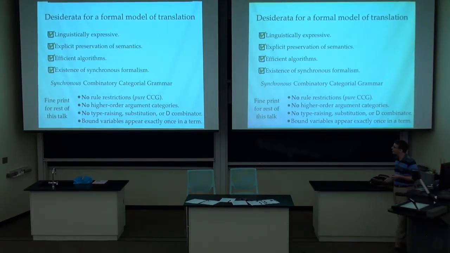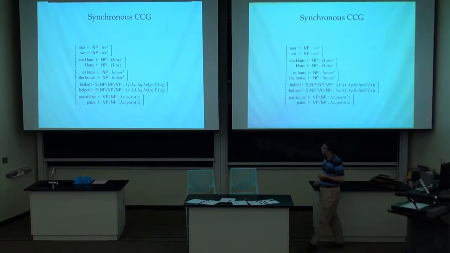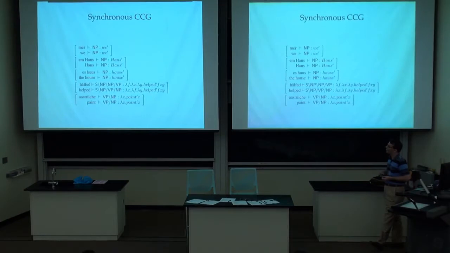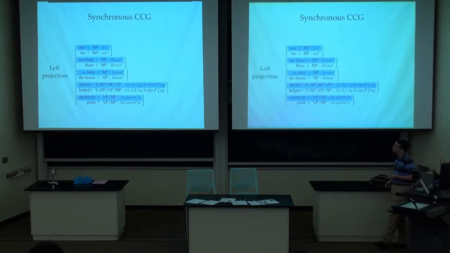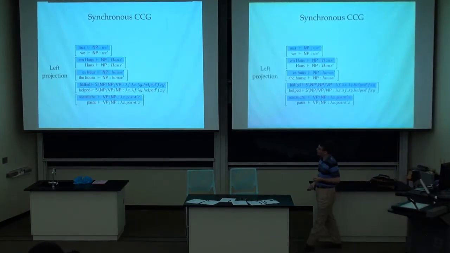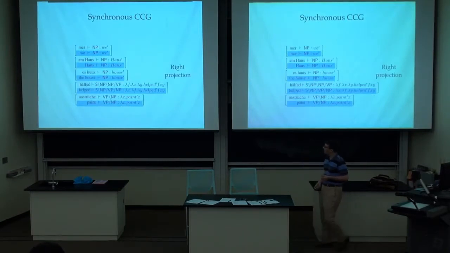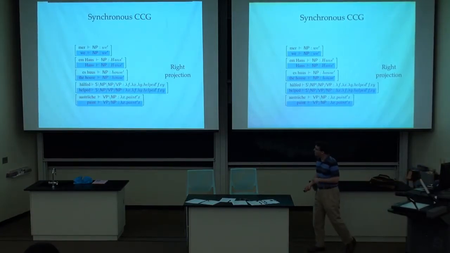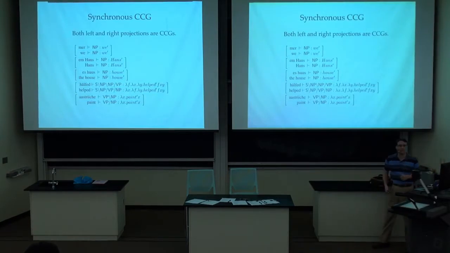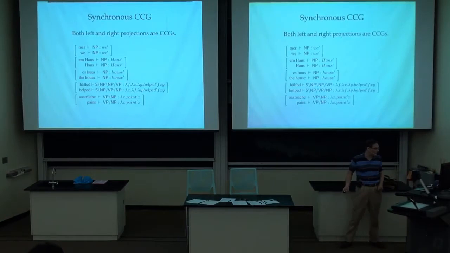So here's how I might define a synchronous CCG. Synchronous CCG looks very much like a CCG, except rather than lexical entries that have one word, they have two words. This is going to look very much like a synchronous context tree grammar. Okay? So some terms for you. We'll call the top half of this the left projection of the CCG, the bottom half the right projection. All right? So the first thing to notice is both the left and right projections are CCGs. Right? So if I just ignore one part of this, I get a CCG. This is one thing I care about.